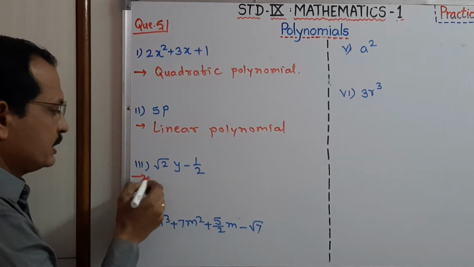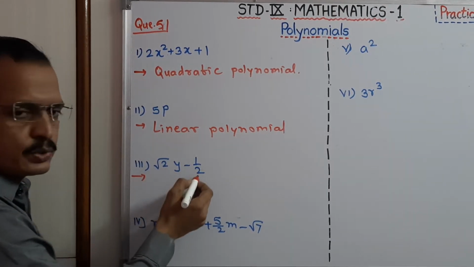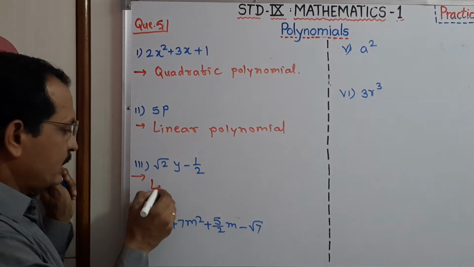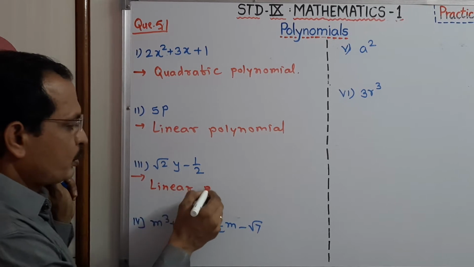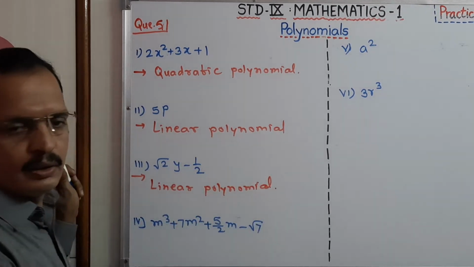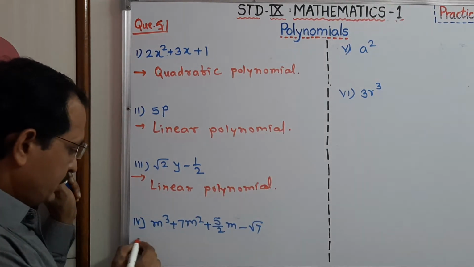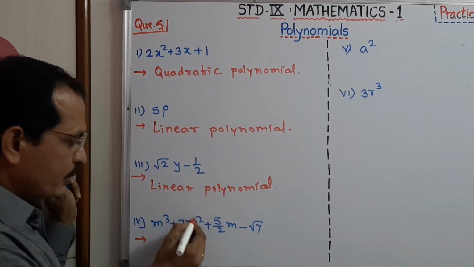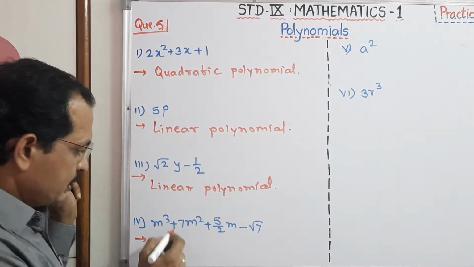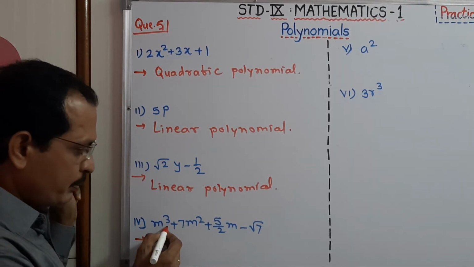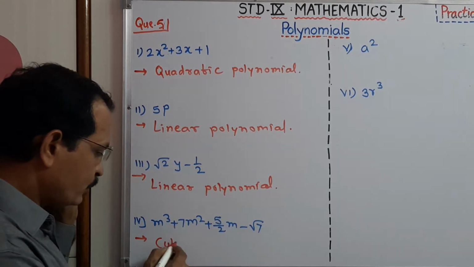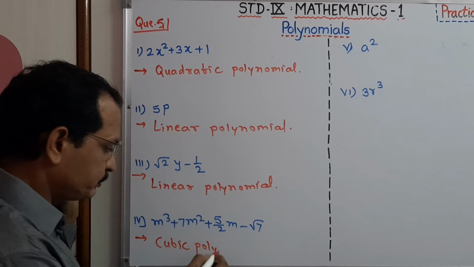Dear student, see, root 2y minus 1 upon 2. Root 2y, y raised to 1, therefore it is a linear polynomial. Then see, m cube plus 7m square plus 5 upon 2m minus root 7. See here, the maximum index is 3, that is, the degree is 3, therefore it is a cubic polynomial.